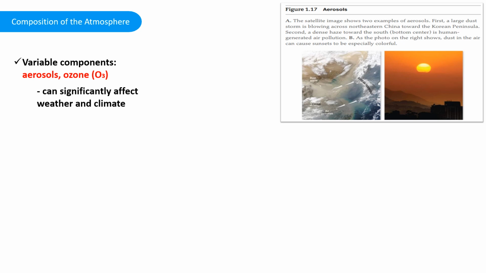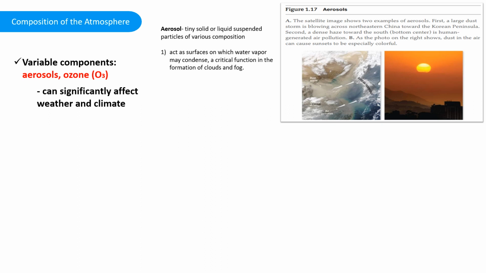On the right, it shows dust in the air that can cause sunsets to be this colorful with the orange color. And so, the definition of aerosols: they are tiny solid or liquid particles that are suspended, of various composition. These aerosols act as surfaces on which water vapor may condense. Then they play a critical function in the formation of clouds and fog.